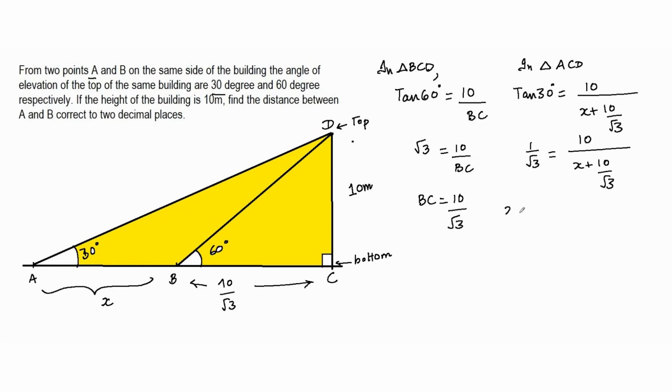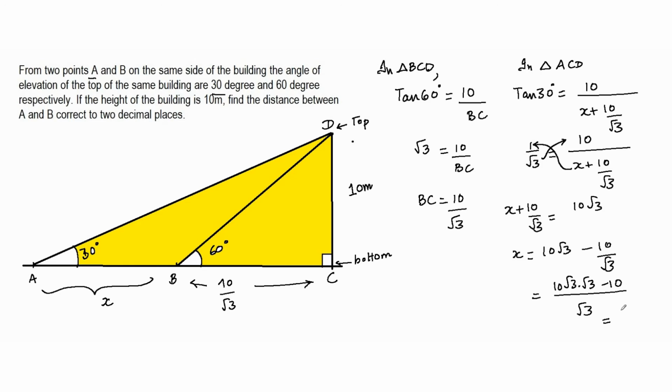And cross multiplying, I get x plus 10 upon root 3 is equal to 10 root 3. So what I did over here was I shifted root 3 to the other side for multiplication and x plus 10 by root 3 to the other side for multiplication. And therefore x is equal to 10 root 3 minus 10 upon root 3. Of course the LCM is root 3. So this becomes 10 root 3 into root 3 minus 10, which is equal to root 3 into root 3 is 3. 3 multiplied by 10 is 30. 30 minus 10 is 20. Therefore this is going to be 20 upon root 3. Therefore the length x is going to be 20 divided by root 3.